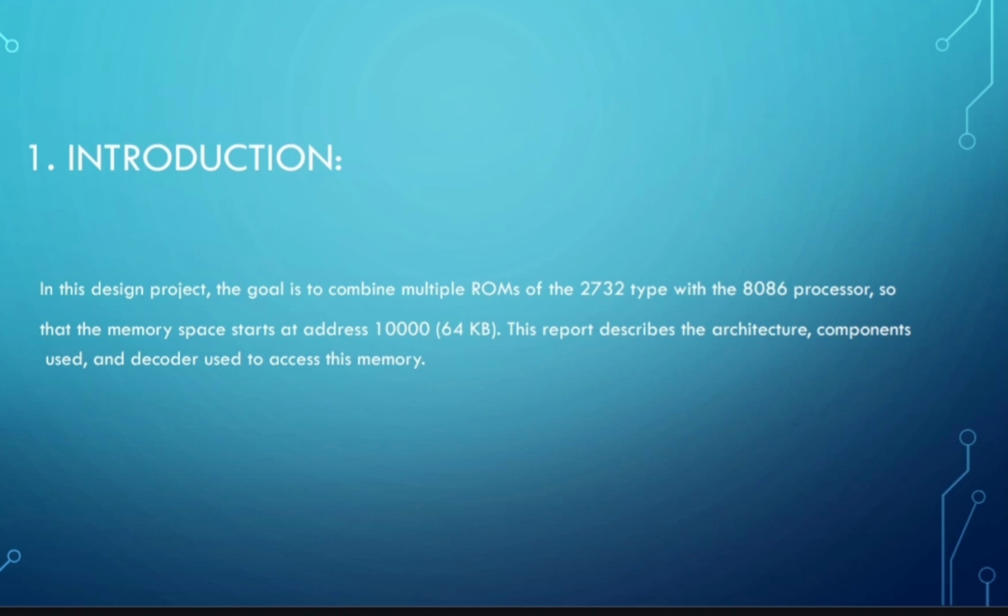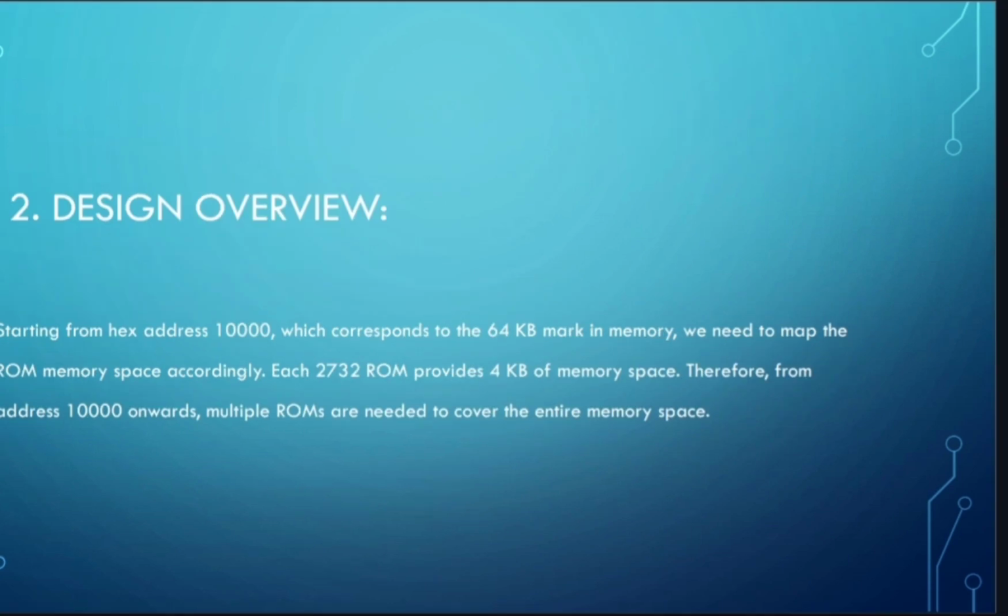hexa. This report describes the architecture and the components, including the decoder used to access this memory. Starting from hexa address 10,000, which corresponds to the 64 kilobit mark in memory, we need to map the ROM memory space accordingly. Each 2732 ROM provides 4 kilobit of memory space. Therefore, from address 10,000 hexa onward, multiple ROMs are needed to cover the entire memory space.